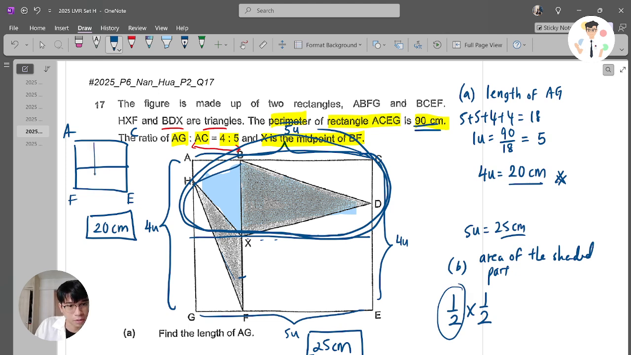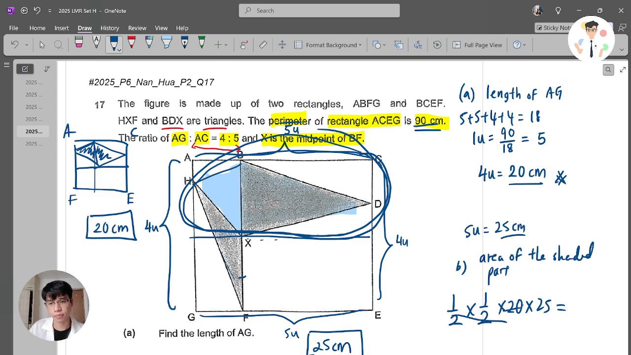And this part, for example, is half of the triangle. This is actually also half the triangle. Means that the shaded part is half of this top part. That's why it is half of the half. So half of the whole rectangle, which is what? 20 times 25, the length and the width here. That's why the answer is 125 cm squared. Yes, and we are done.